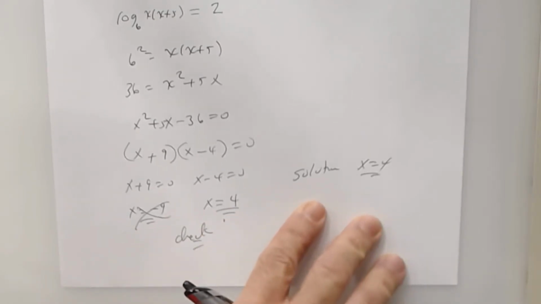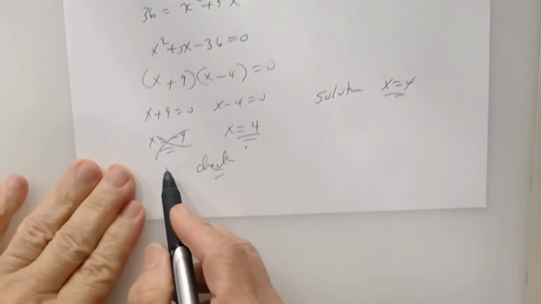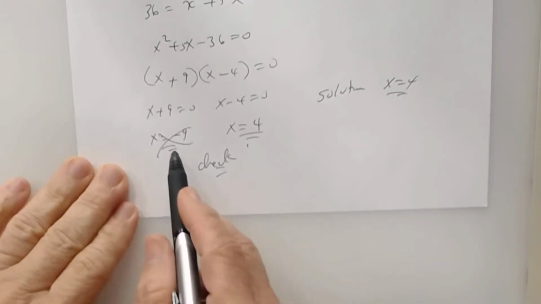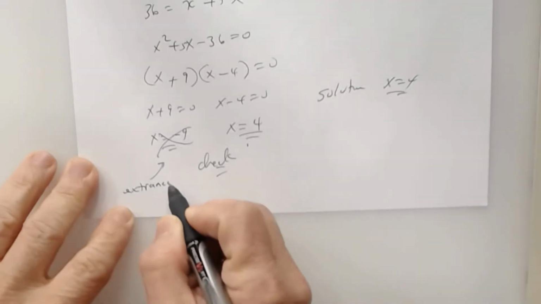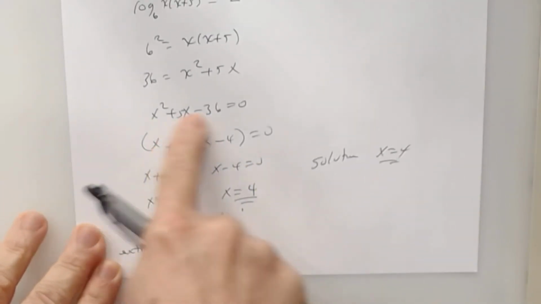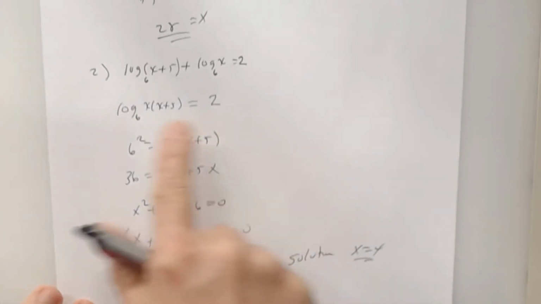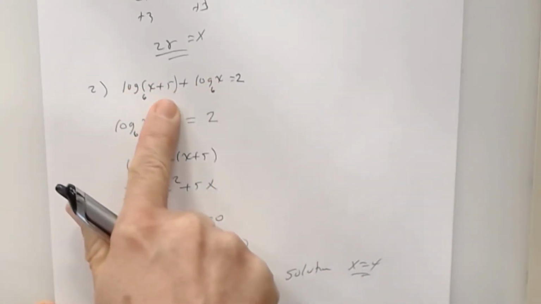Which one works? 4. Now, remember, some of you put this in your test. Some of you said that 2 was extraneous. Remember the word extraneous? Meaning false. So which one's the extraneous root here? Negative 9. So that's your extraneous root, which means it's a false root. It is a solution to the quadratic, but it's not a solution to the log.